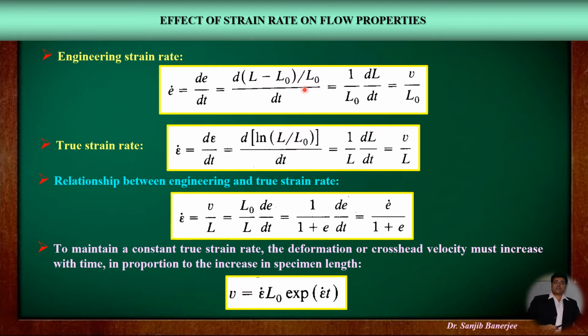Now, since L naught or the initial length of the specimen is a constant, this equation is represented as 1 by L naught into dL by dt, where this change in length is represented by dL. Now, this term dL by dt, that is the change in length with respect to time, is given by v, that is the crosshead velocity of the testing equipment. So, the engineering strain rate becomes v by L naught, where v is the crosshead velocity and L naught is the initial length of the specimen.